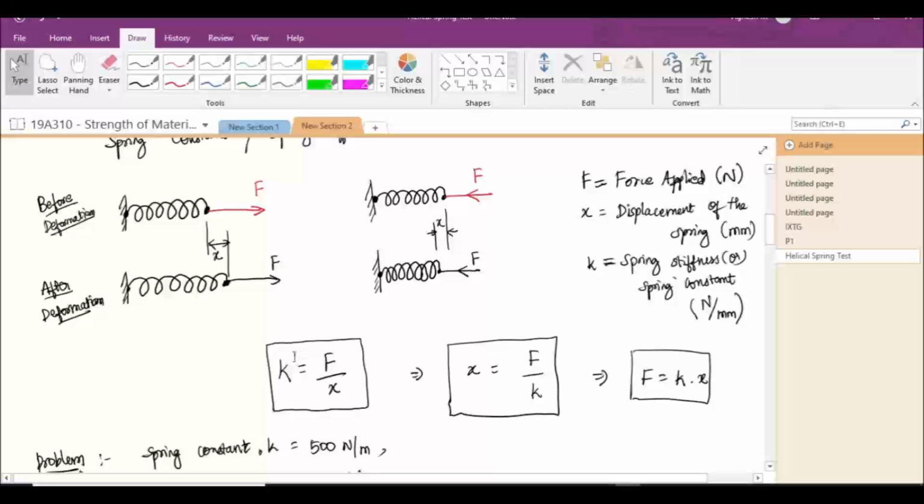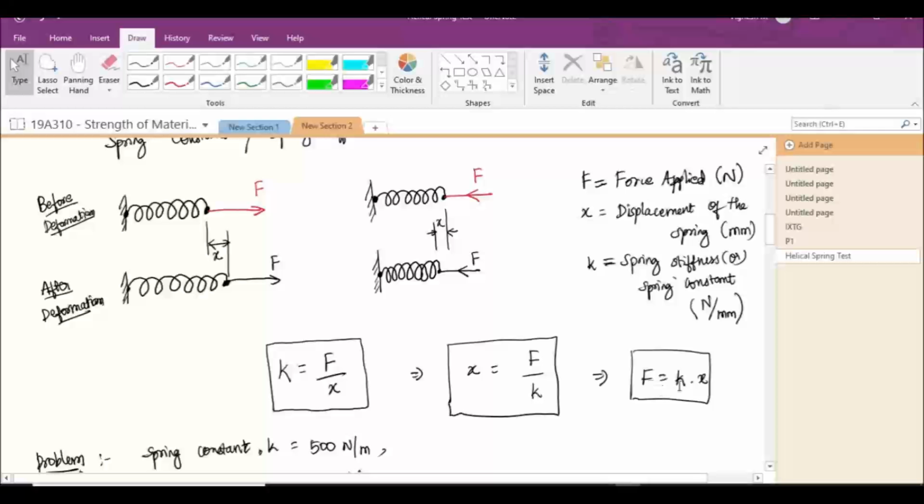By dividing those values, I can get the stiffness of the spring. For any unknown spring, I can find the stiffness by this formula. Now, to find the displacement of the spring, if the force and the stiffness of the spring are known, then this formula is interchanging the values. So x is equal to F by K. Force by stiffness is nothing but the displacement of the spring.